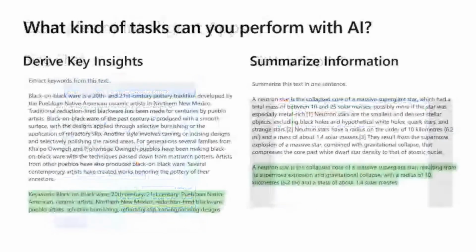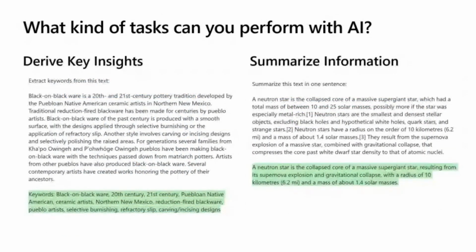Now that you've seen examples of intelligent applications and the type of tasks that you can perform with AI, let's take a look at a few of them. There's a large number of tasks that you can perform using AI, such as classifying text, translating text, generating code, generating images. But there's a few that I want to focus on for their relevance in boosting productivity in the enterprise. And those are deriving key insights and summarizing information.